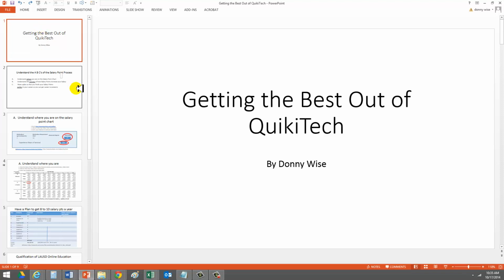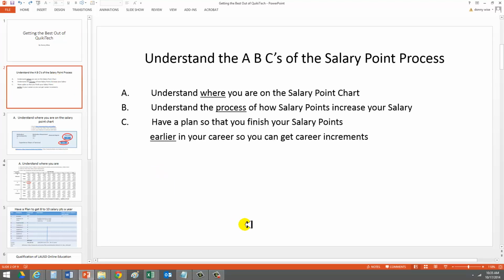Now, this presentation is incredibly important because I want to help you get the most not only out of your QuikiTech experience, but out of your experience in obtaining salary points over the life of your career. And so let's go ahead and begin by talking about the ABCs of the salary point process.